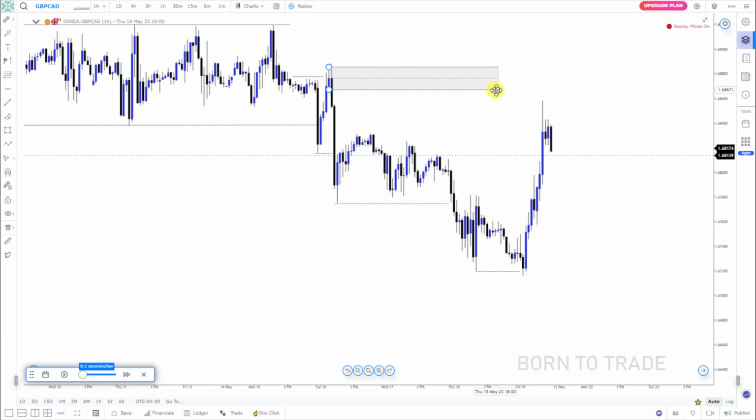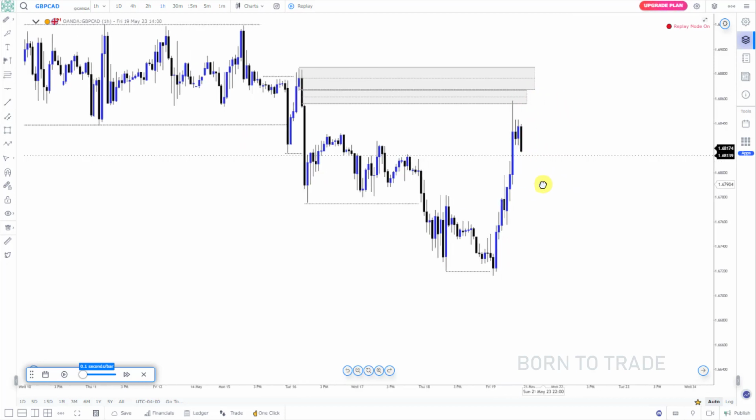Okay, but did price actually mitigate this zone? No, price didn't mitigate this zone. What do we see price do? Price came to fill this fair value gap over here. You see price went there, filled the fair value gap, and you see how price is reacting to the downside.